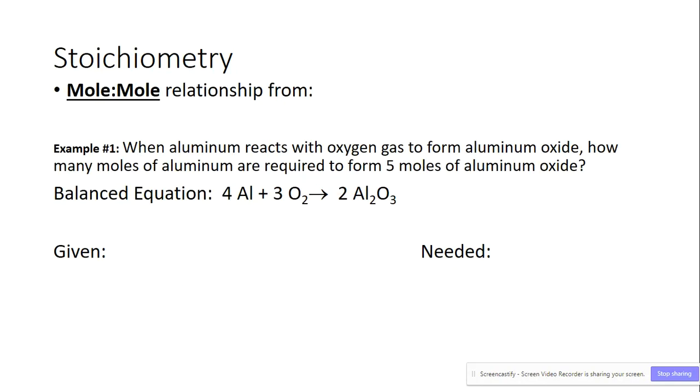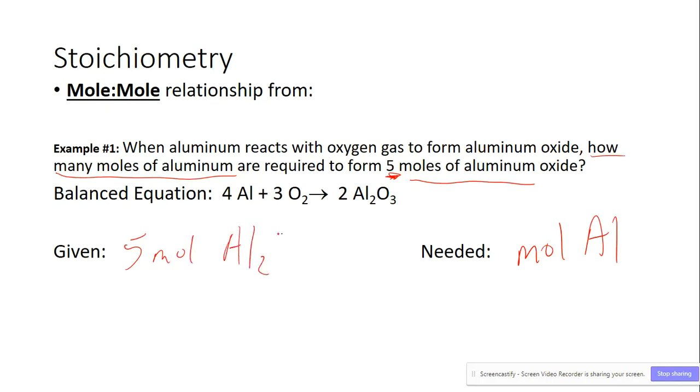It gets a little more complicated when the numbers get more difficult. So here we have the same equation, aluminum and oxygen making aluminum oxide, but this time it's asking how many moles of aluminum. So we still need moles of aluminum. And our given, here's the number that's going to help us, 5 moles of aluminum oxide. So we're given 5 moles of aluminum oxide. So we're trying to make the aluminum oxide, and we need to know how many moles to go get out of the cupboard to do this.